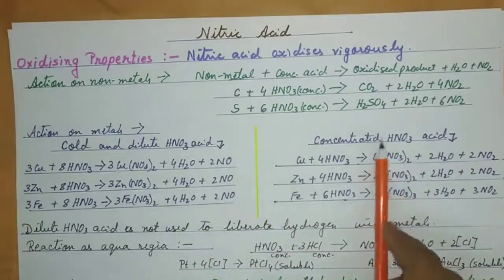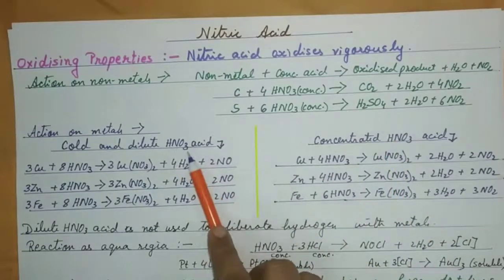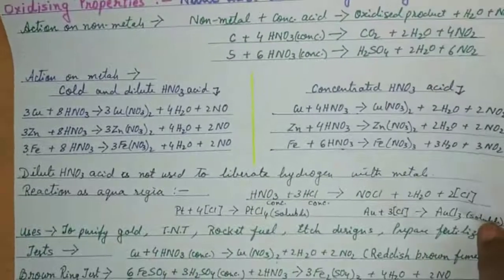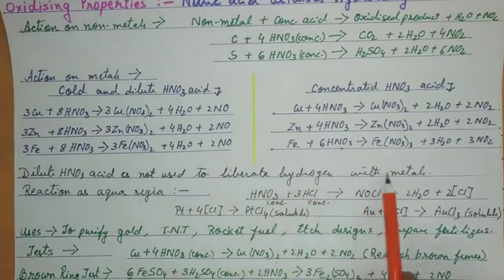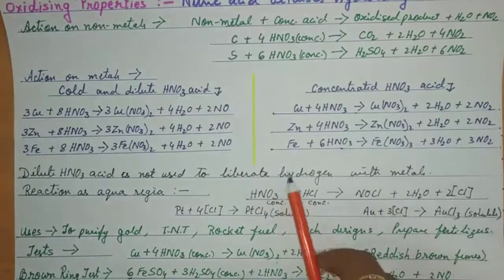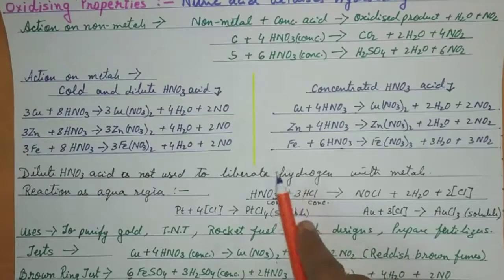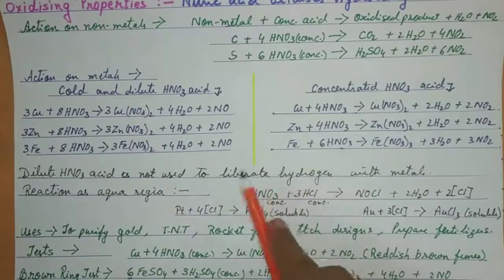Concentrated nitric acid gives you 1 nascent oxygen, whereas dilute nitric acid gives you 3 nascent oxygen. So we come to the next part. That is, dilute nitric acid is not used to liberate hydrogen with metals. We have discussed this in last year's hydrogen chapter. If you want, you can go back to the hydrogen chapter explanation which I have given for standard 9. But I'll repeat it here also.